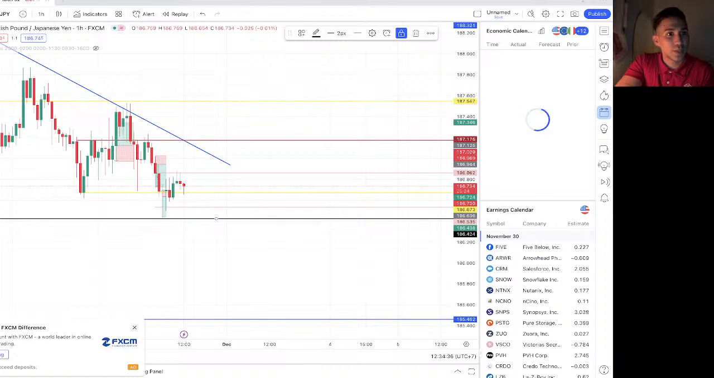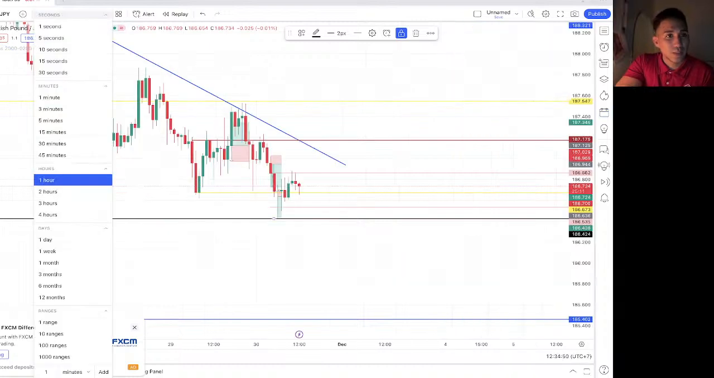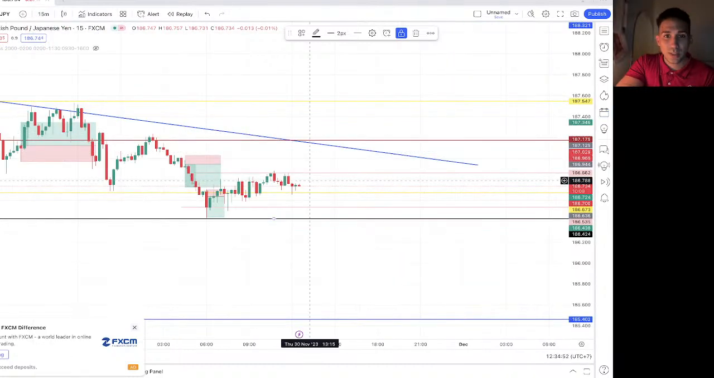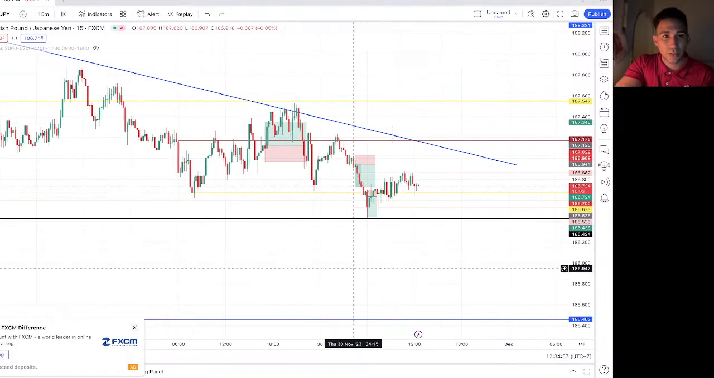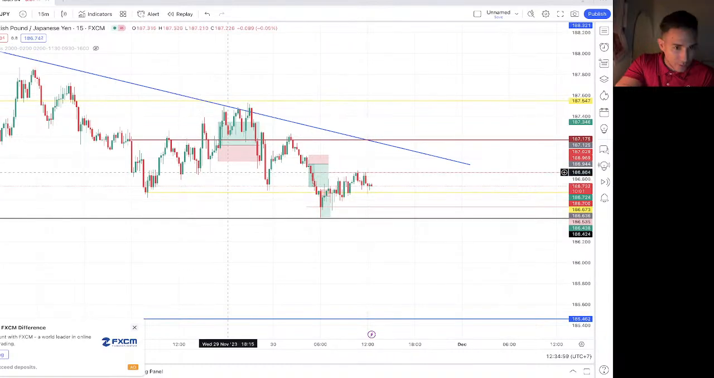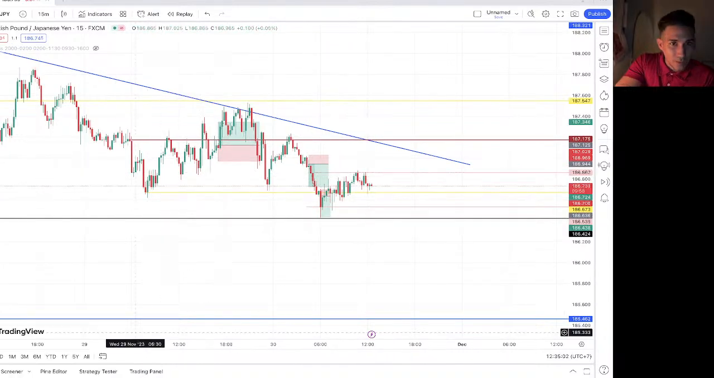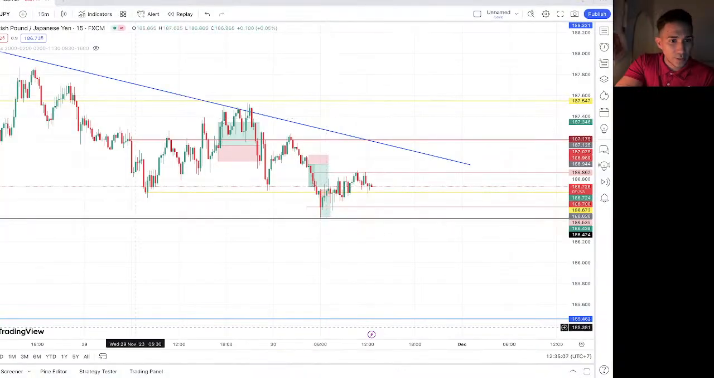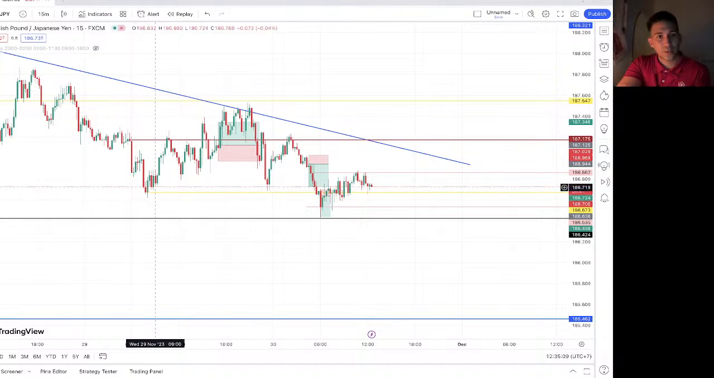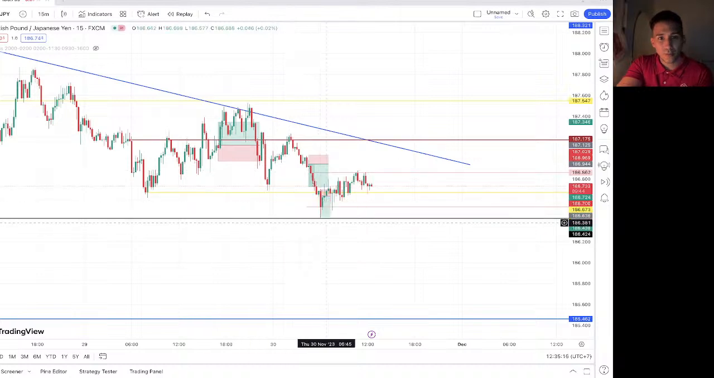If we go to the 15-minute time frame, which is the one I like to trade most of the times, what we can see here is this is our range. This is where the price has been ranging since the 23rd. It's been going up and down, touching some resistance area, going back again to the range, then hit the bottom of the range, and it's now trying to go up again.